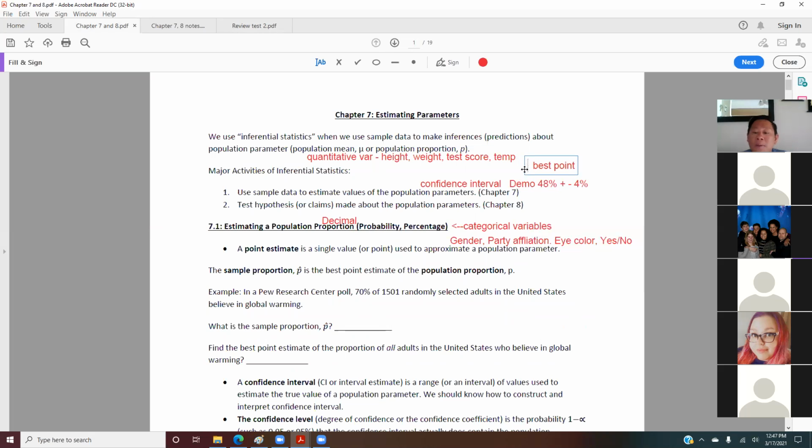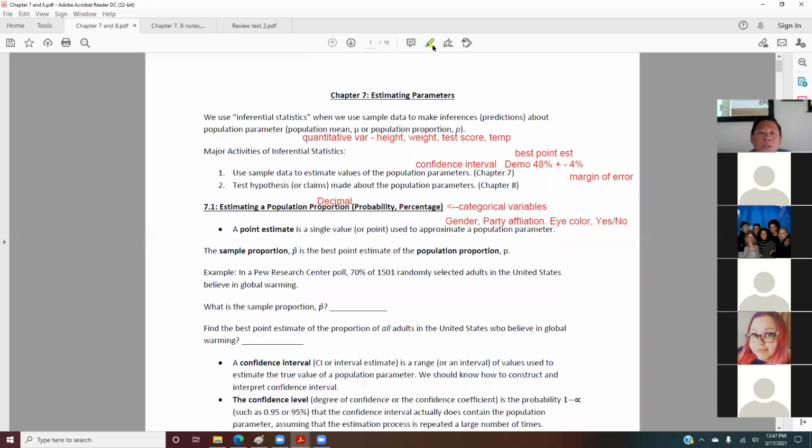This 48% is what we call the best point estimate. And this 4% is what we call the margin of error. So how do we figure out this 48%? This 48% actually comes from your sample proportion p-hat. The sample proportion p-hat is the best point estimate of the population proportion. So this 48% actually came from the sample.